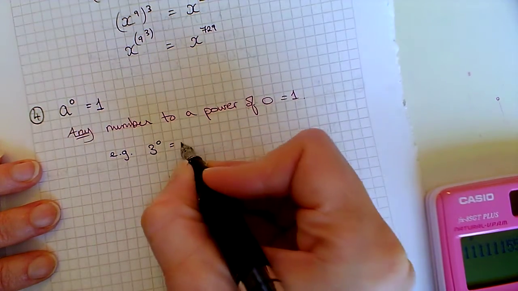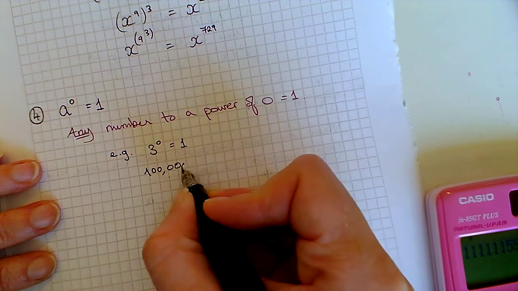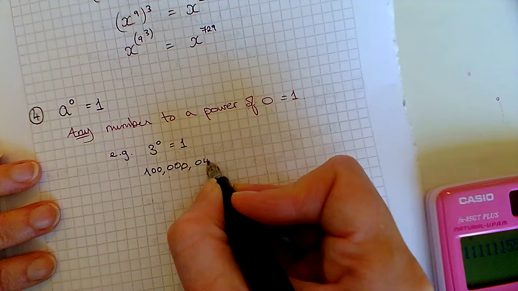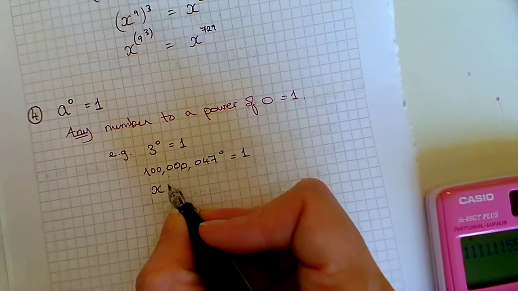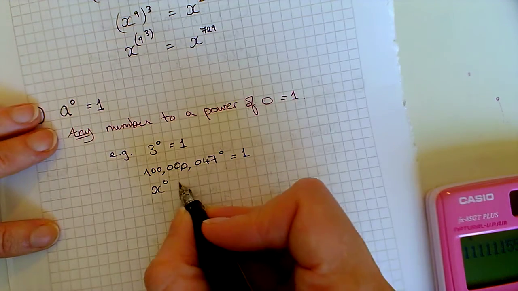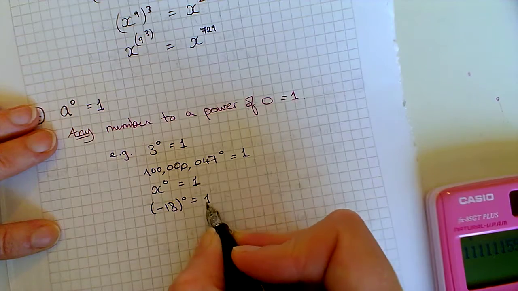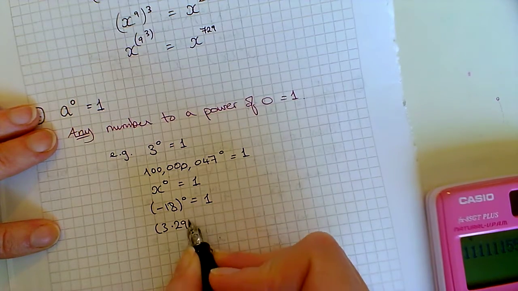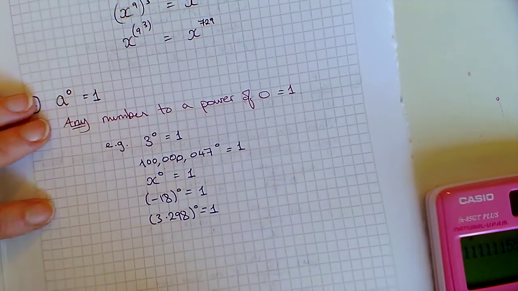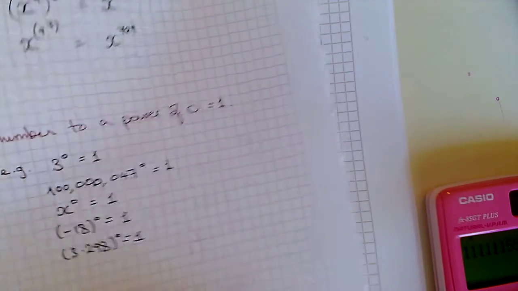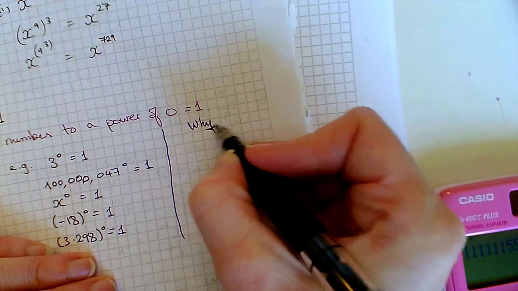3 to the power of 0 is 1. 100 million and 47 to the power of 0 is 1, which means even if it's a variable, x to the power of 0 is 1. Minus 18 to the power of 0 is 1. 3.298 to the power of 0 is 1. Any number at all, if you raise it to a power of 0, is 1. Why? Do you need to know? Well, you might like to know.